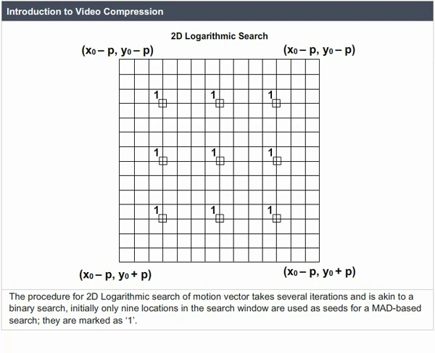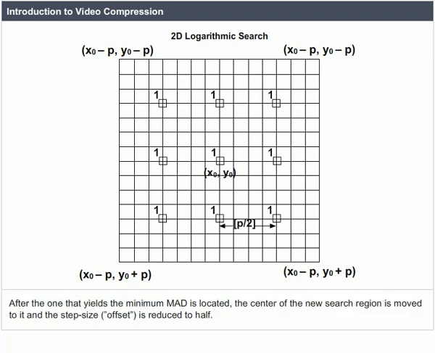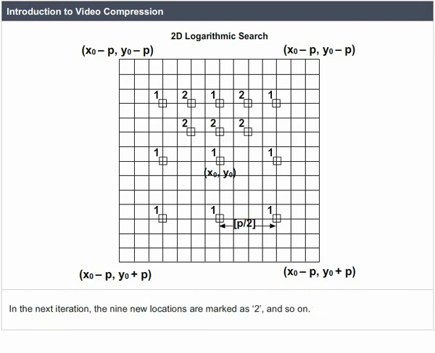Initially, only 9 locations in the search window are used as seeds for a MAD-based search. They are marked as 1. After the 1 that yields the minimum MAD is located, the center of the new search region is moved to it and the step size offset is reduced to half. In the next iteration, the new 9 locations are marked as 2, and so on.